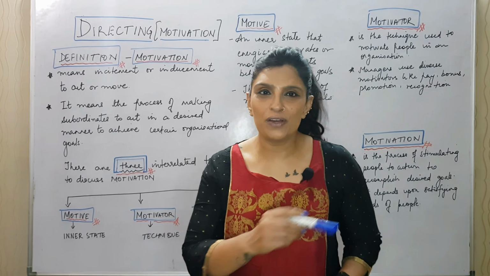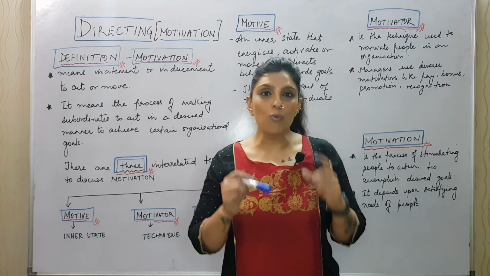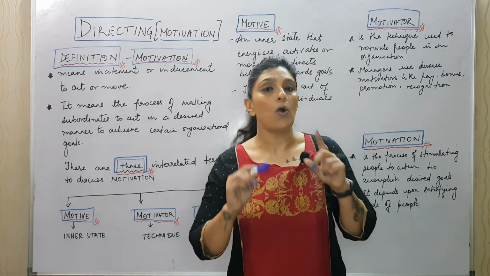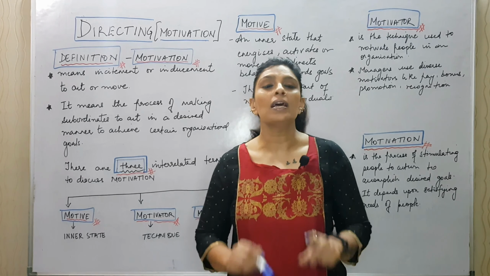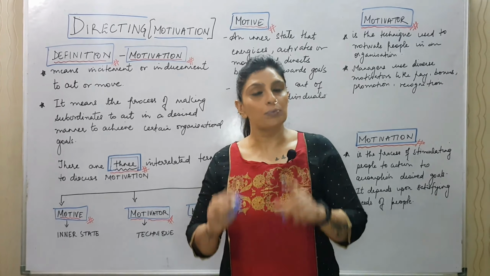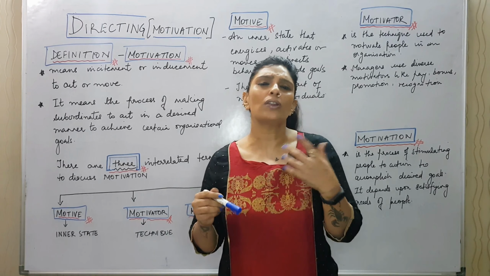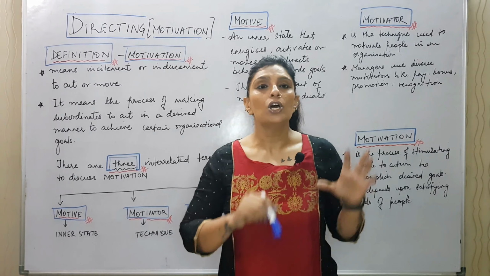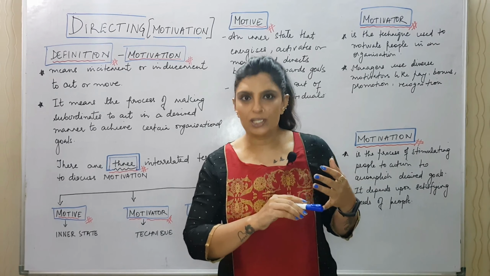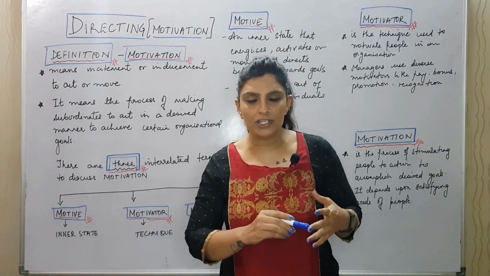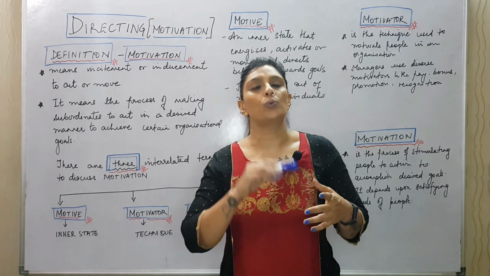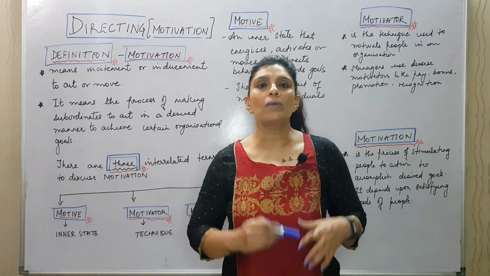Hi everyone, today we are starting with directing motivation. Directing we have already done, this is chapter 7 CBSE NCERT book. We are doing the second element of directing. So directing we have done features, we have done importance, we have done supervision, functions of supervisor, two ways of supervision. Today we are doing motivation.